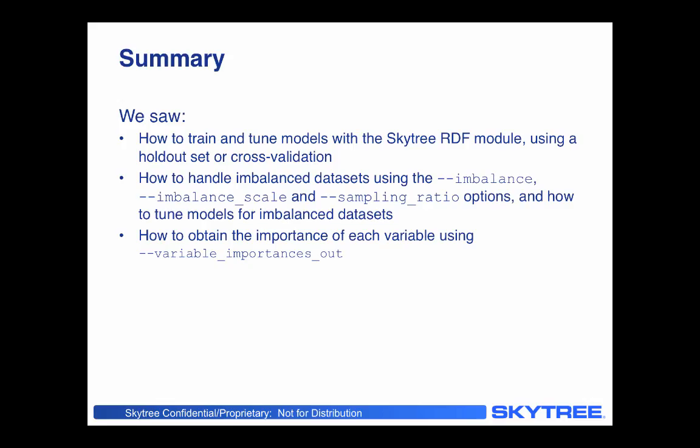In this video, we saw how to train and tune random forest models with Skytree, and we did this by using a holdout set, but it's also possible to do the same thing using cross-validation or using a separate tuning set specified by the user. We saw how to handle imbalanced datasets using the imbalance option or imbalance scale option or the sampling ratio option, and we learned how to tune these parameters for imbalanced datasets. And finally, we saw how to obtain the importance of each variable in making the prediction.